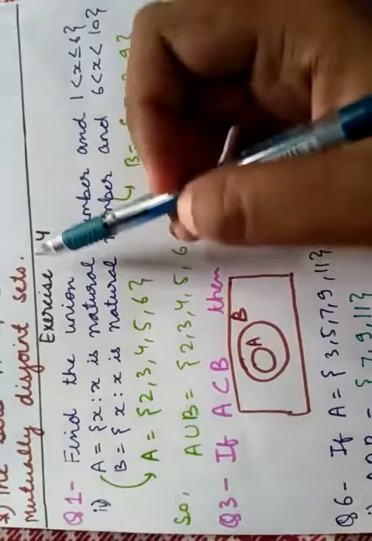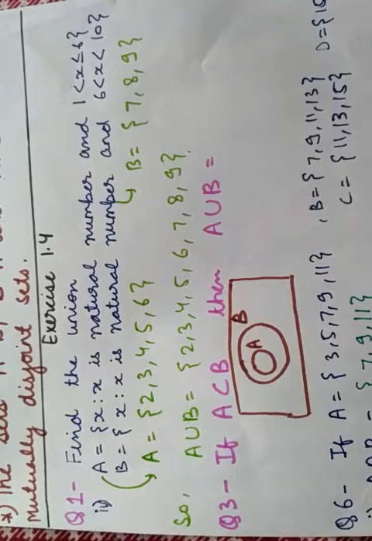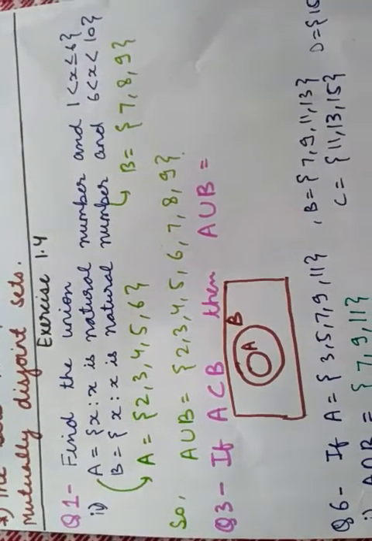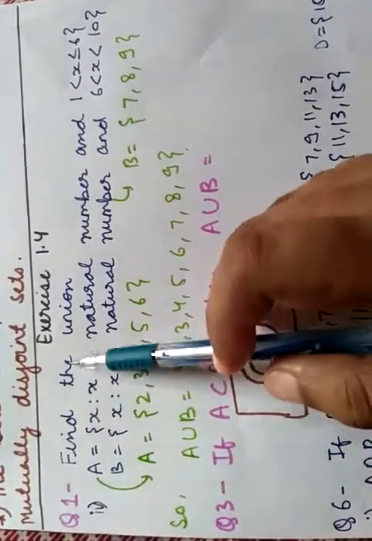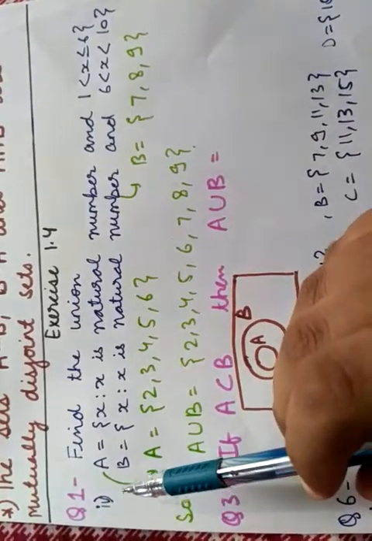We will start with exercise 1.4 and we will discuss some of the questions, and the rest of the questions you will try to solve on your own. Question number 1 is find the union. So we are solving the fourth part, the rest you will try on your own.